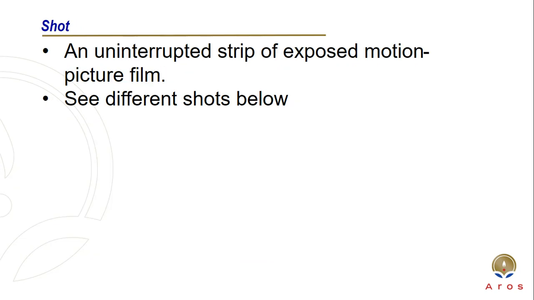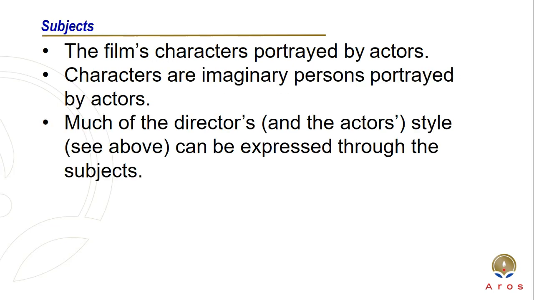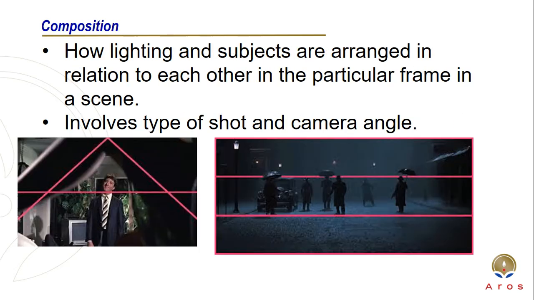If we move on to shot, the shot is basically an uninterrupted strip of exposed motion picture film. There are different kinds of shots, and we'll discuss them a little further on. Then subjects. The subjects typically is the same as characterization in a novel. It's characters portrayed by actors, imaginary persons, and much of the directors' and actors' style can be seen or expressed through the subjects.